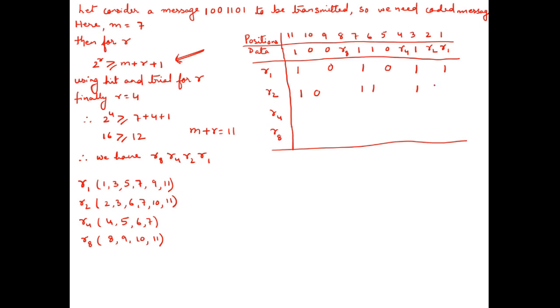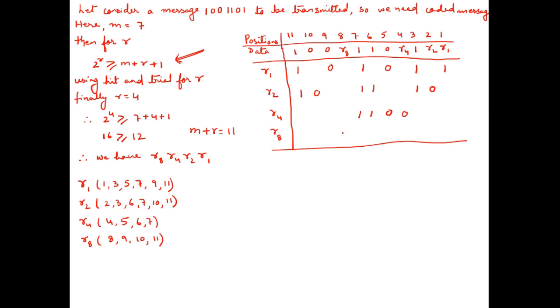So what I will put for R2, I will put this one as 0. So these are even number of ones. Similarly for R4, it's 4, 5, 6, 7. So 4, nothing I will put right now. 5 it is 0, 6 this is 1, and 7 this is 1. So it is already even, so R4 I am taking as 0.